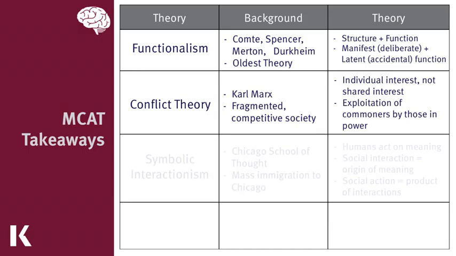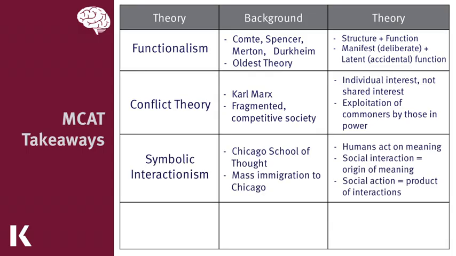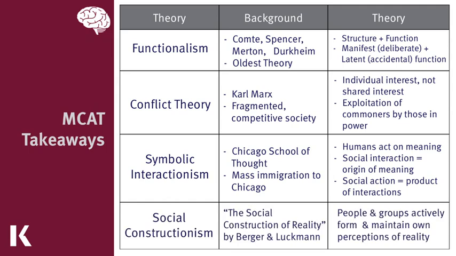Symbolic interactionism started in Chicago in a hotbed of immigration activity. It deals with humans acting on meaning, interaction being the source of that meaning, and individuals' interactions and actions shaping society, not the other way around. Social constructionism was first coined in the 1960s and describes the balance between societal realities and individuals, notably how individuals create, maintain, and can alter socially accepted norms and realities.